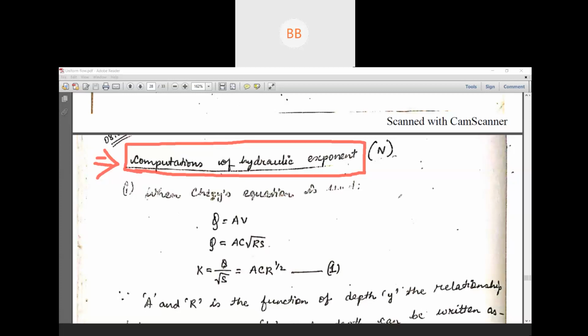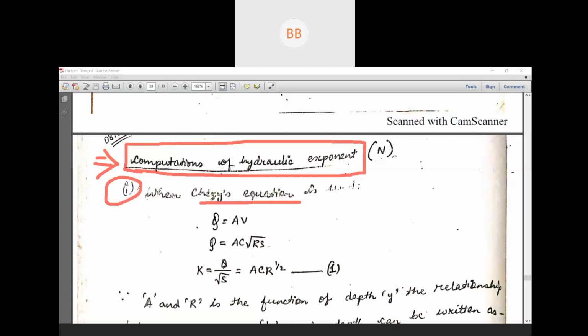So we can use two methods. One is using Chezy's equation and one is using Manning's equation. So the expression for N, if we use Chezy's equation, is a little bit different than when we use Manning's equation. So in the first case, we are using Chezy's equation.